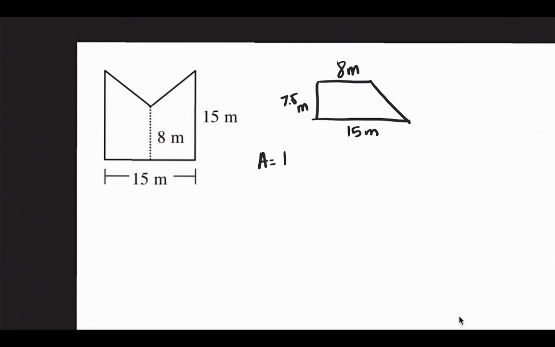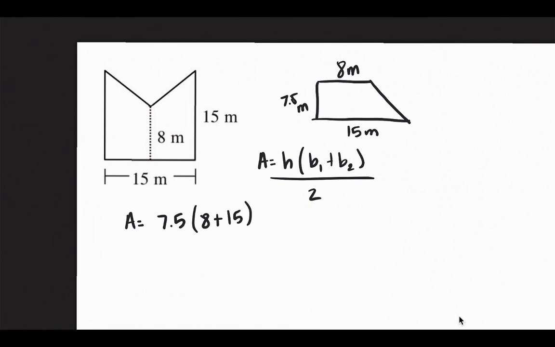Oops, sorry, wrong formula. Height times the quantity of a short base plus a long base, divided by 2. And we have all these values, so we're just going to go ahead and plug them in. We have the height, which is 7.5, times the quantity of the little base, 8, plus the long base, 15, all divided by 2. Then we're just going to simplify using the order of operations. We'll do what's inside the parentheses first.